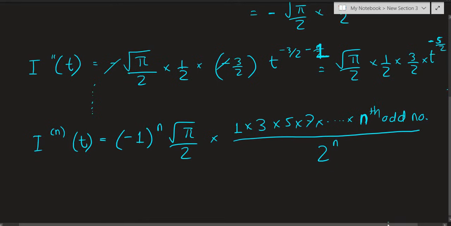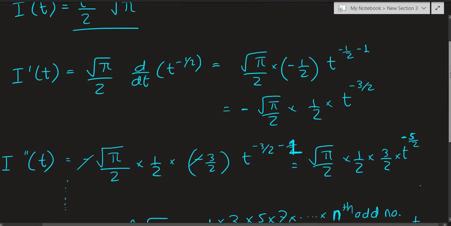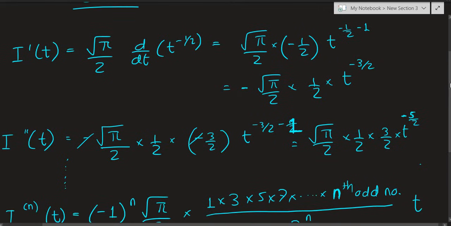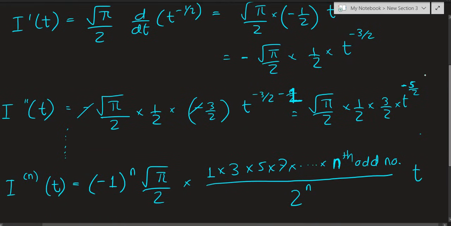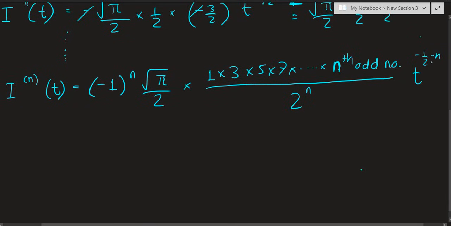And the interesting part is the power of the t. So originally I of t had a negative half power, and we just kept subtracting for every derivative. So for the second derivative we subtracted 2 from negative half. So for the nth derivative we would subtract n. So we have negative half minus n for the nth derivative.